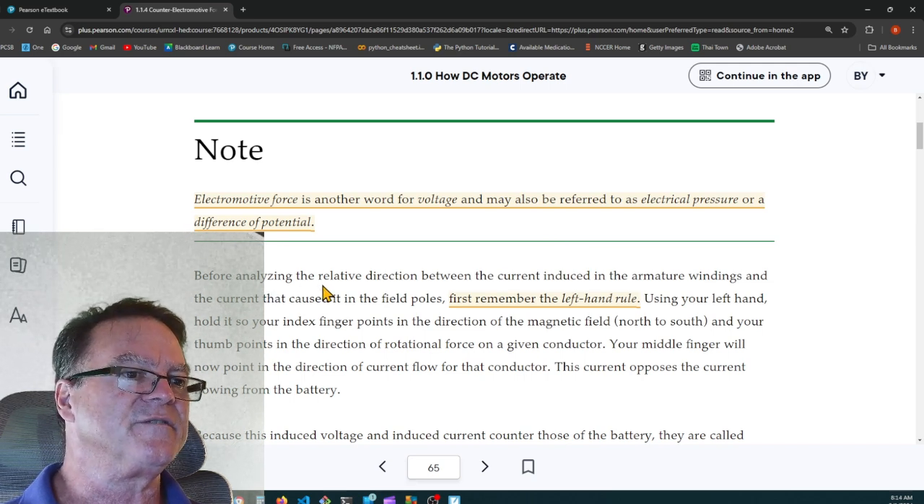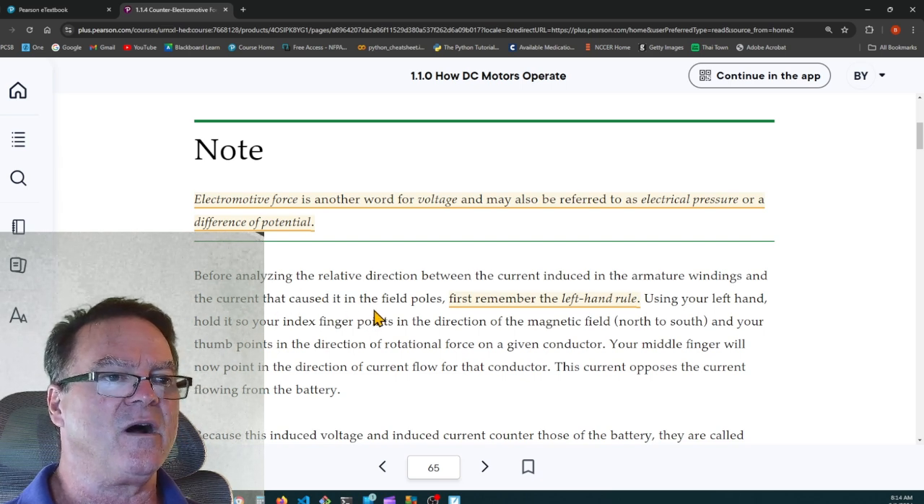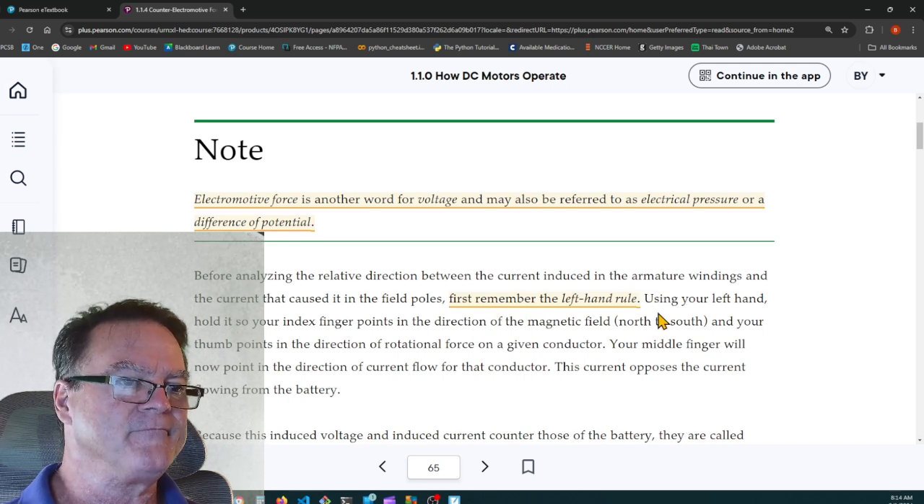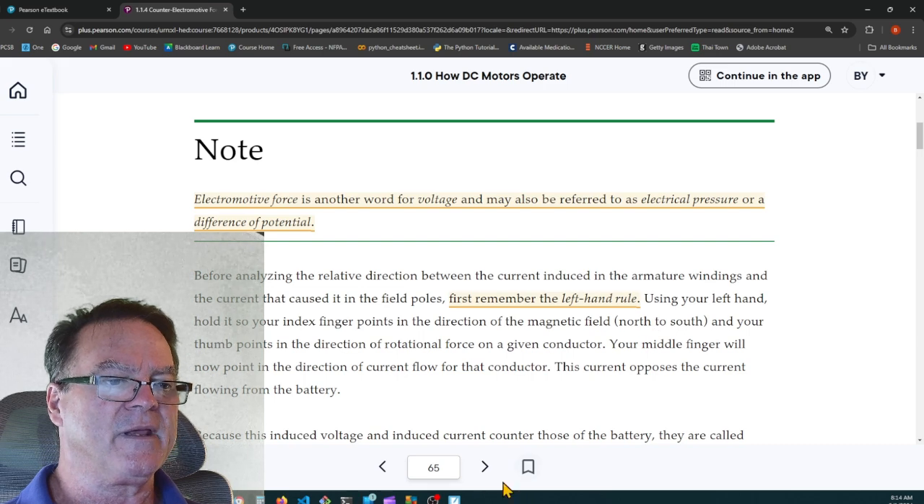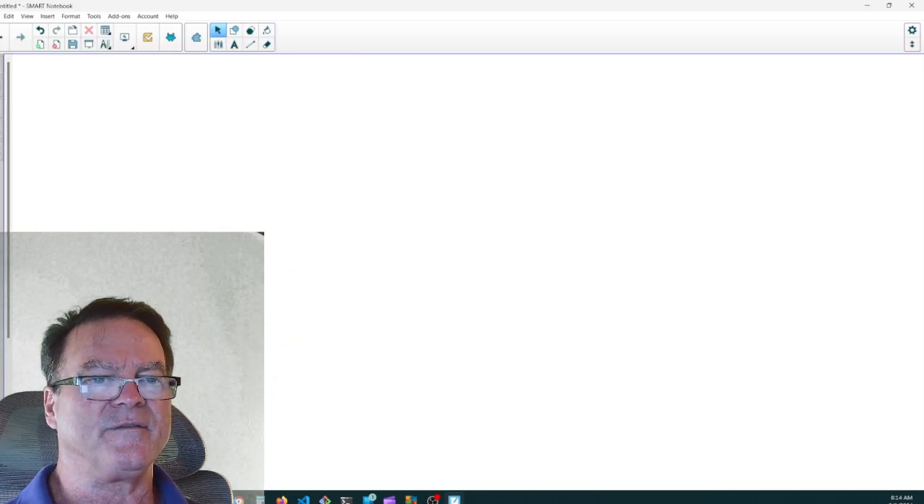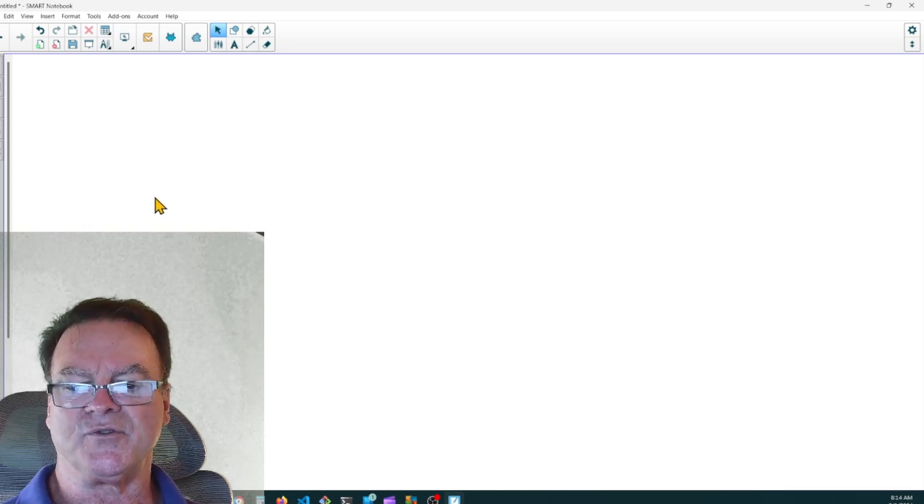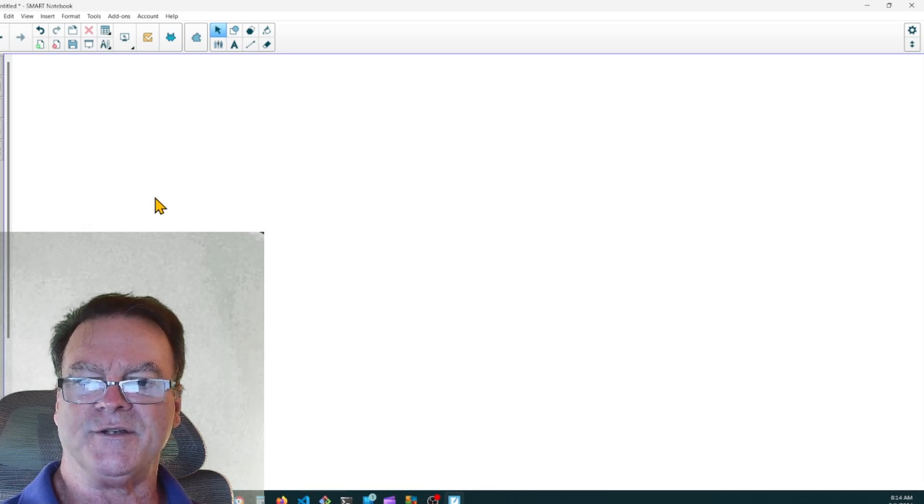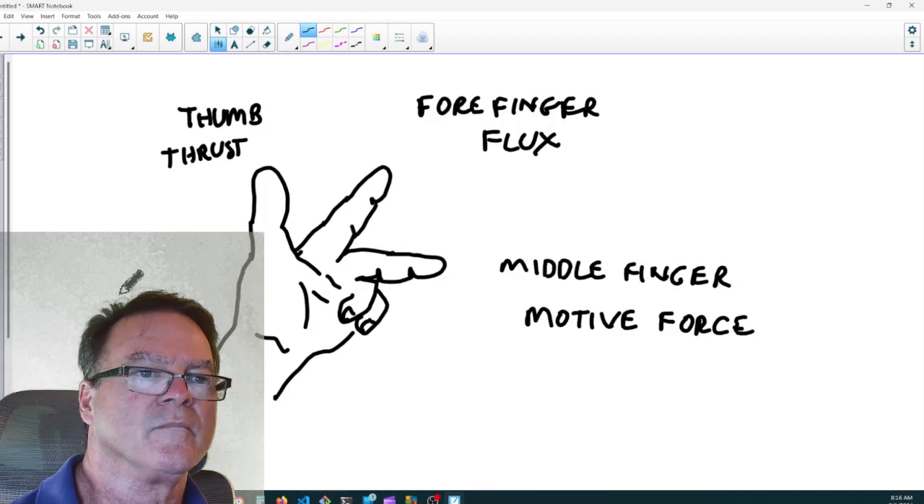Before analyzing the relative direction between the current induced in the armature winding and the current that causes the field poles, first remember the left-hand rule. So give me a moment. I'm going to have to draw the left-hand rule, so I'm going to take a little quick break. I'll meet you back here in a minute.